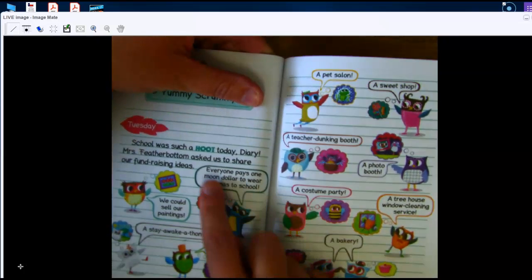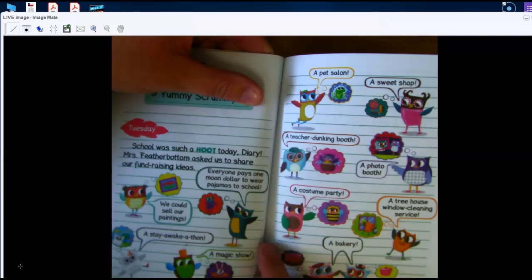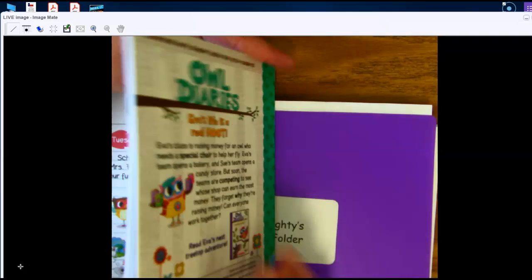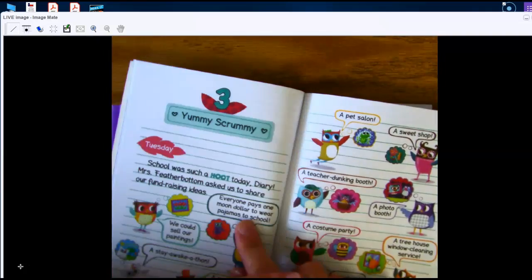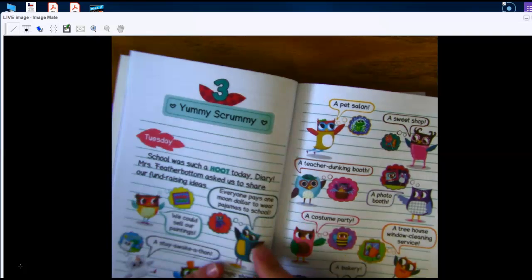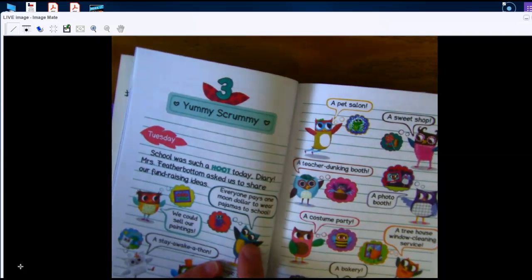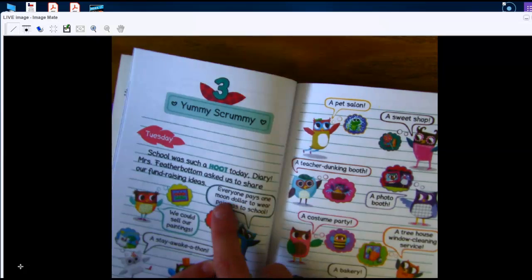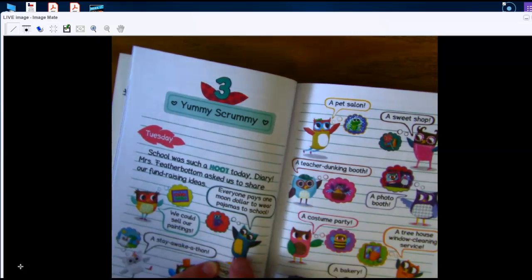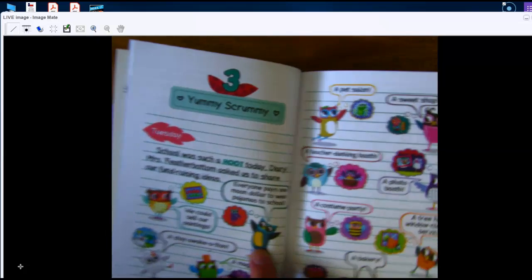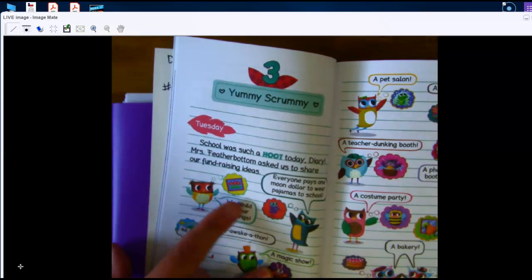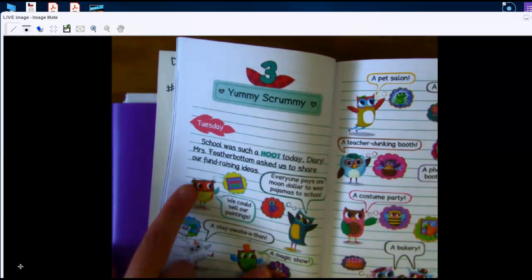Now, does it say, she said? No, we don't have to say that. We don't have to say he said, she said, because the bubble tells us what they said, right? And it points to the person who's talking. "Everyone pays $1 to wear pajamas to school." That was this owl's idea. This owl says we could sell our paintings. That was this one's idea.